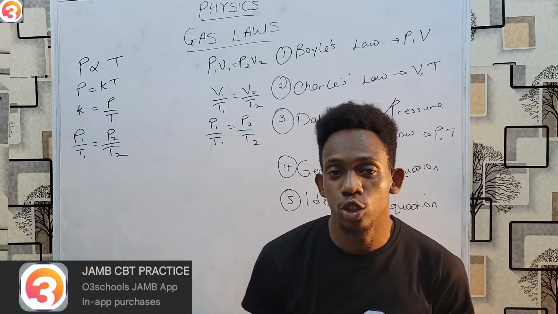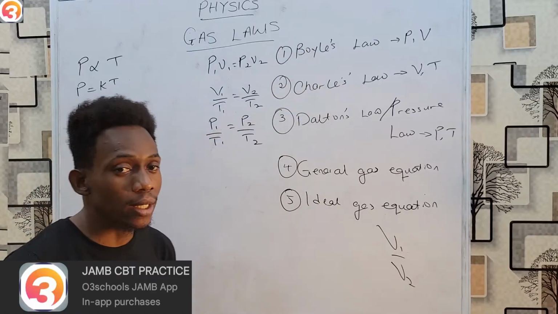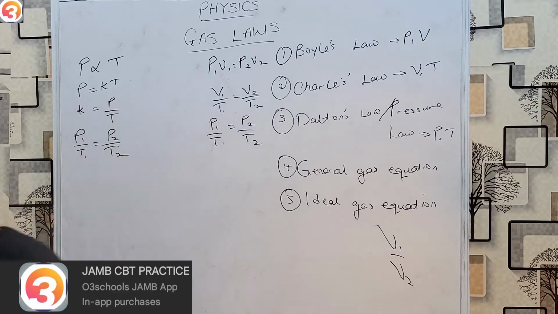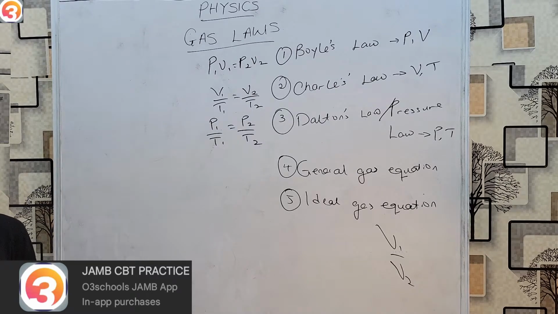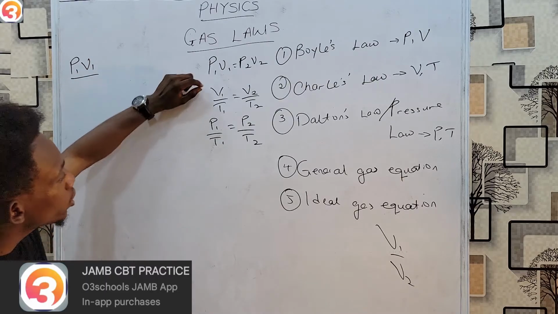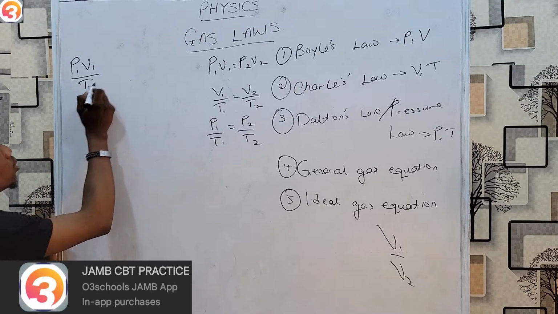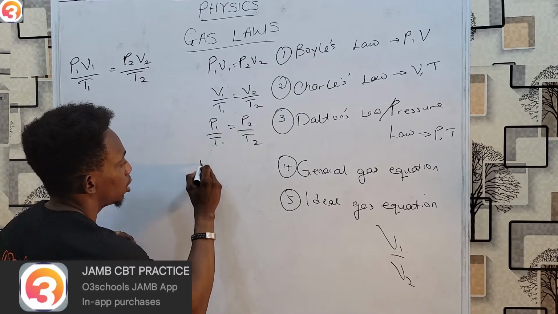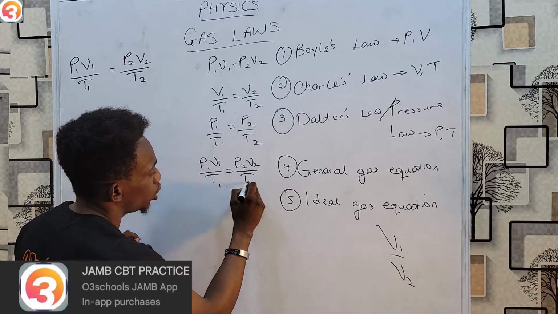Now, the general gas equation simply tells you to combine these first three together. What if nothing is being kept constant? Every single thing is changing. What happens in that situation? If you notice, in my first law, P and V are up, so I can leave that as P1V1. And if you notice, both V is over T and P is over T. Therefore, P1V1 over T1 equals P2V2 over T2. And this is what is known as the general gas equation.